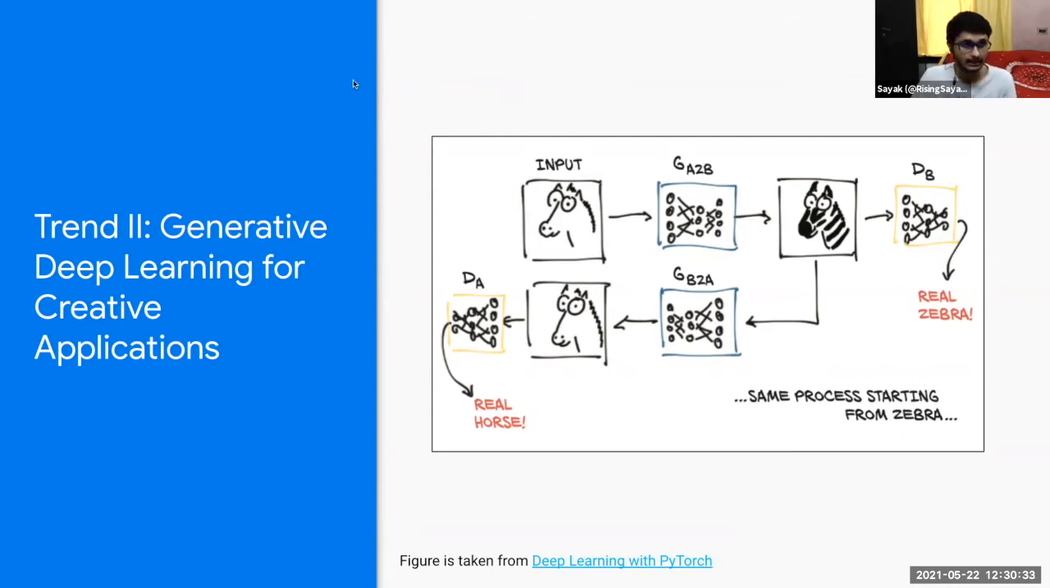So the next trend I have been noticing is generative deep learning for very creative applications. The kind of things that we see in Prisma are coming from a generative model, and the applications are highly creative. We must agree on that. So I also wanted to discuss the space of generative deep learning for creative applications. So yeah, let's get started.